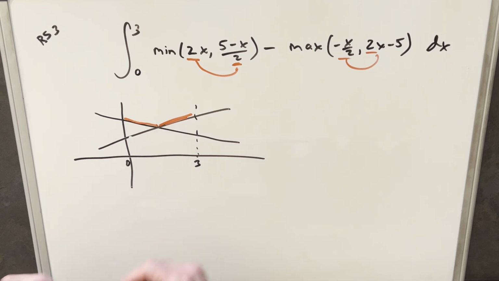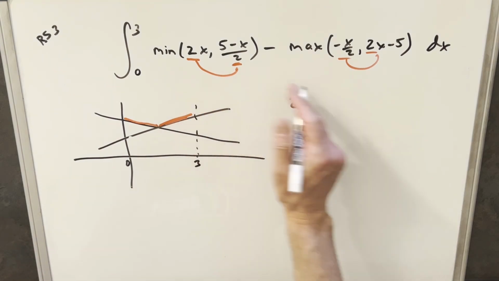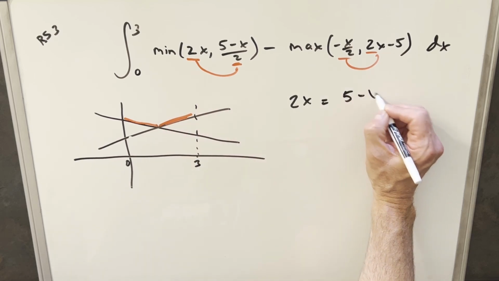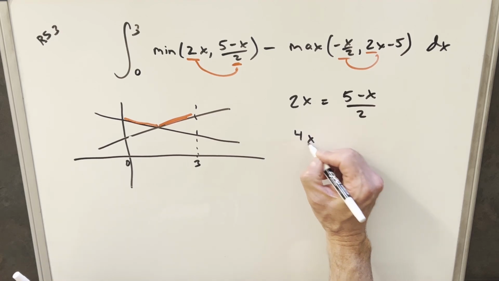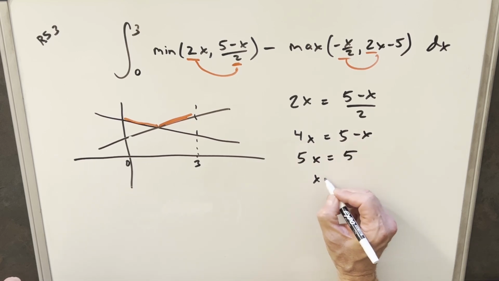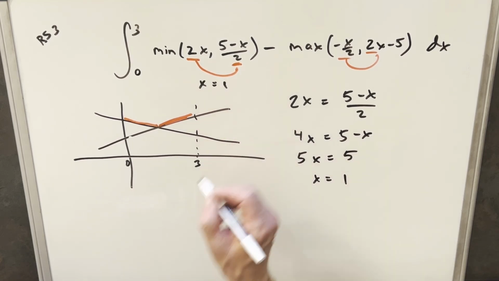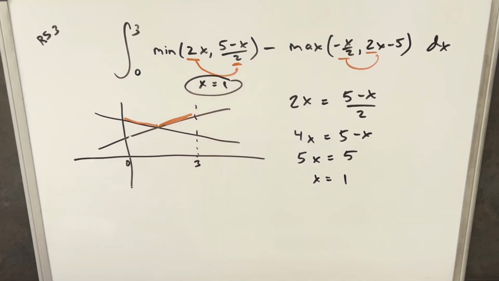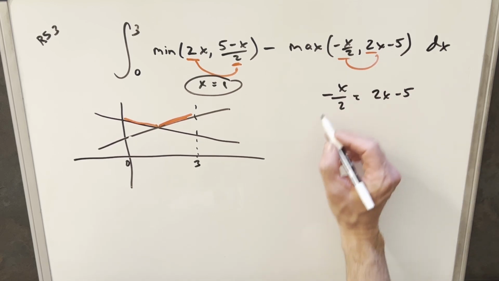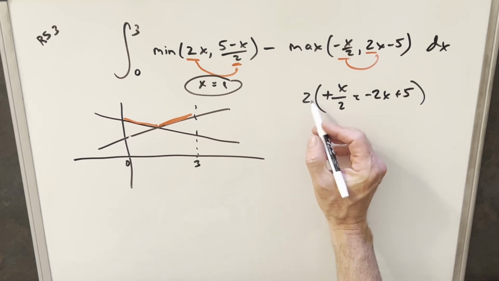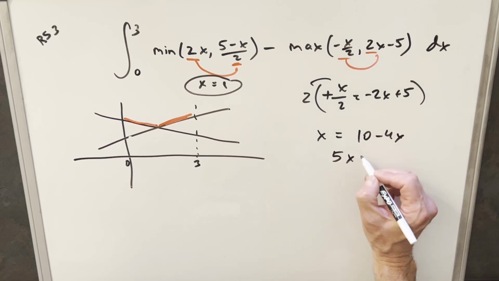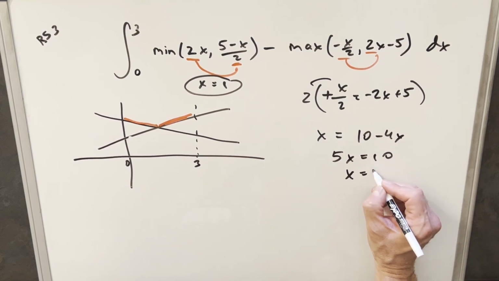But in order to do this, we need to find this intersection point, and that's very easy because we can just set these two equal. So I can create the equation 2x equals (5 minus x) over 2 and solve for x. Doing that, for this left one, x equals 1, so we have an intersection point at x equals 1. Then doing the same thing over here, minus x over 2 equals 2x minus 5. Multiplying through by 2, we get minus x equals 4x minus 10, or 5x equals 10, so we have another intersection point at x equals 2.